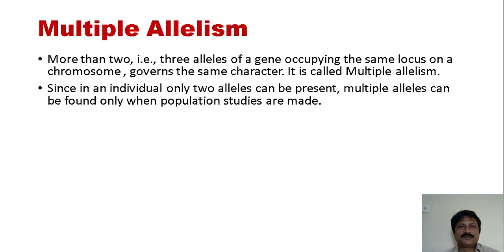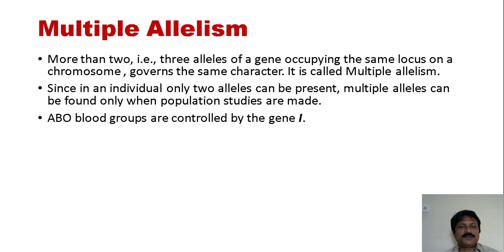In an individual we cannot find all the several alleles because there are only two sites for this. In diploid animals, there are homologous chromosomes, and here homozygous or heterozygous conditions can be found. That means only two locations, but there are more than two alleles. So to study multiple allelism, population studies have to be made. The best example of multiple allelism is the ABO blood group, and these are controlled by the I gene.